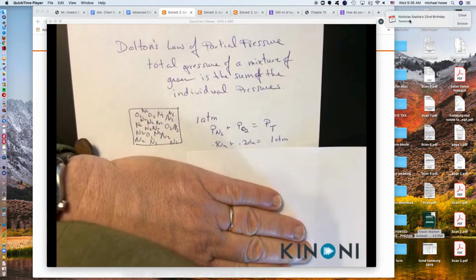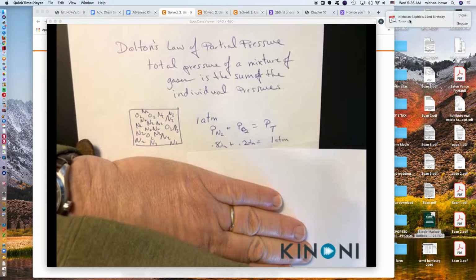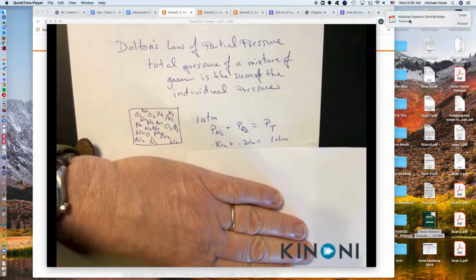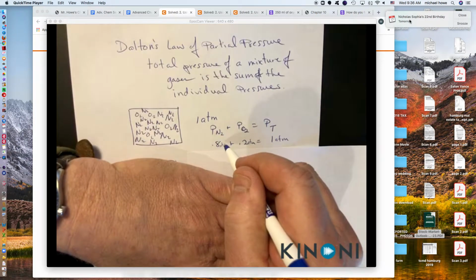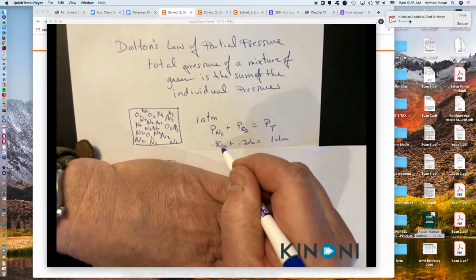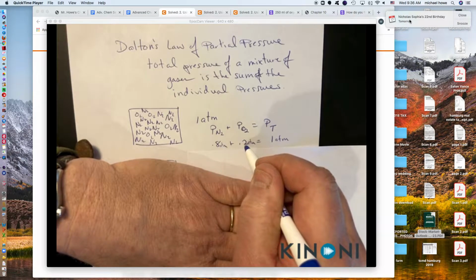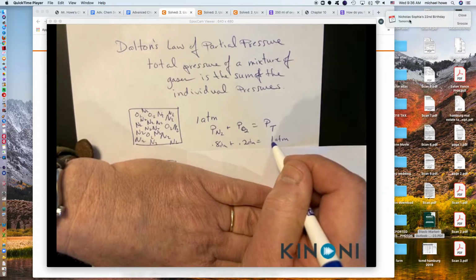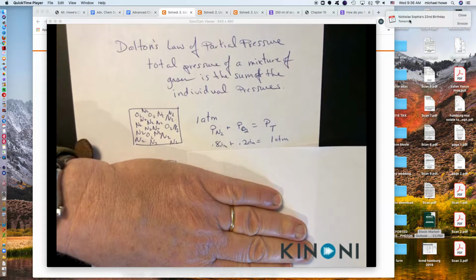That's all there is to Dalton's law. It just says that the total pressure is the sum of the partial pressures. And if you're wondering how I got 0.8, it's 80% of the total. 0.2 is 20% of the total, which is 1 in this case because I'm sitting at normal atmospheric pressure. All right, now where it becomes relevant in chemistry is when we collect a gas over water.